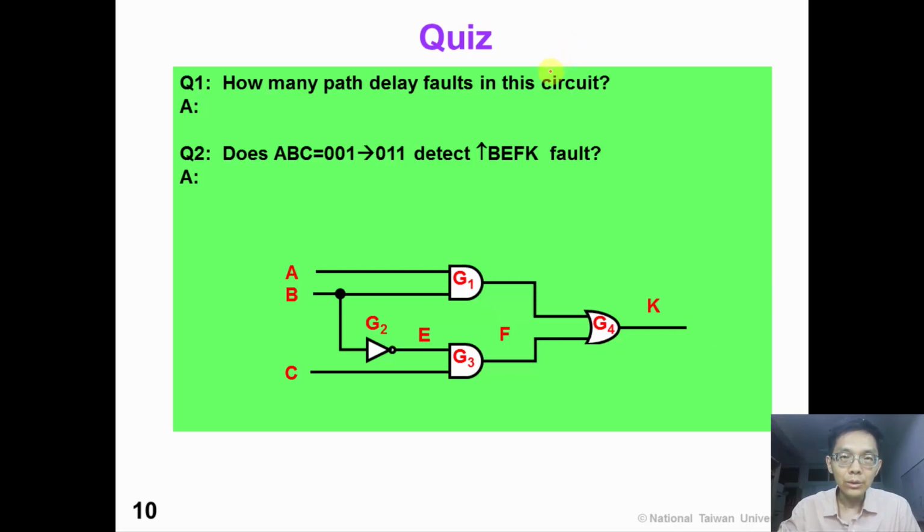Now, let's do a quiz. For this given circuit, how many path delay faults are there? Question number 2. If we apply a pair of test patterns 001 to 011, can we detect the BEFK rising path delay fault? Now please pause the video and do the exercise.